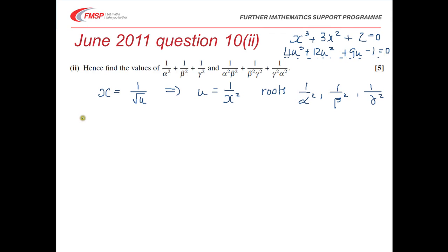So remember that the sum of the roots is given by minus b over a, and minus b will be minus 12 over a, which is 4. So the sum of our roots is minus 3, so that gives us our value for 1 over alpha squared plus 1 over beta squared plus 1 over gamma squared.